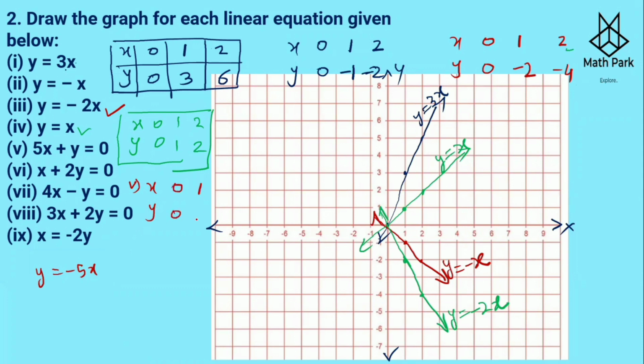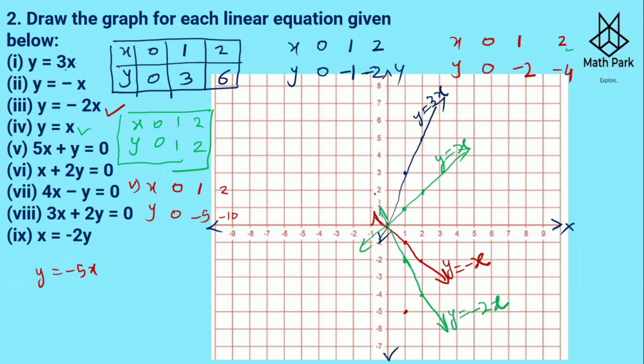If I put x is equal to 1, I get y is equal to minus 5. If I put x is equal to 2, I get y is equal to minus 10. I'll just take these 2 points because I don't have minus 10 on my graph. So let me draw the line 5x plus y is equal to 0 with 0, 0 and 1, minus 5. These 2 points determine a unique line, remember.